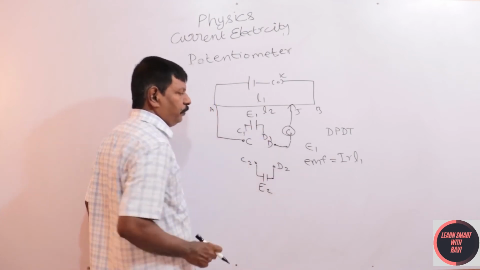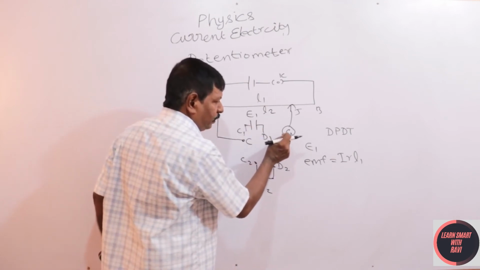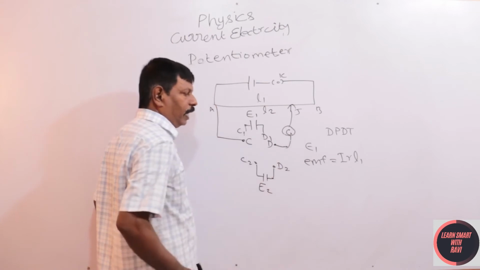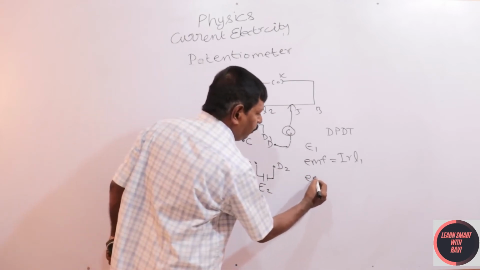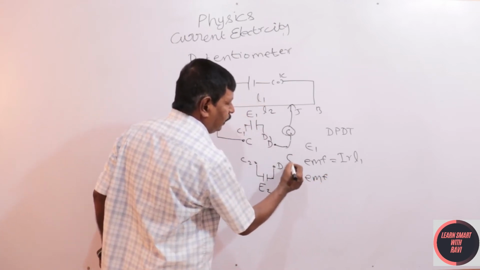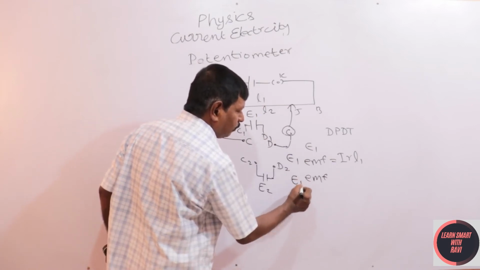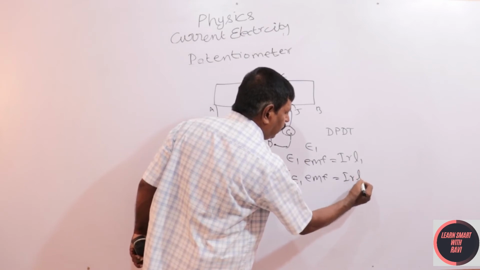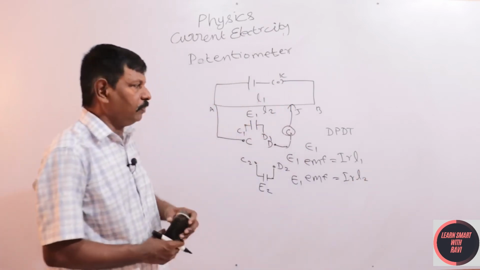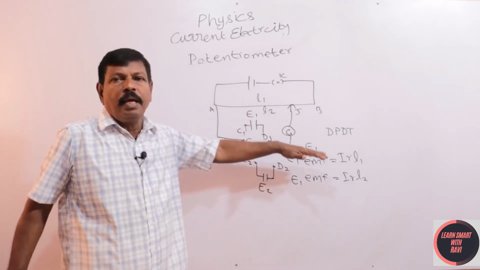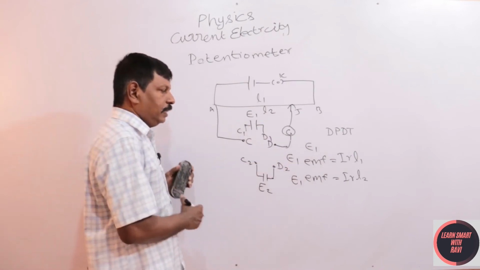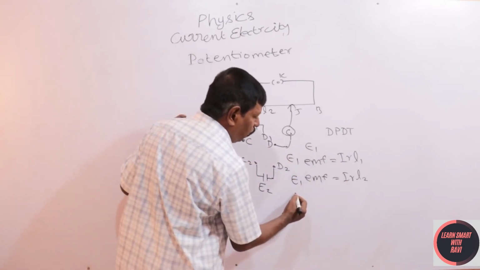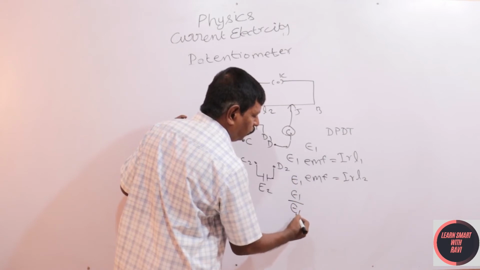E2 can be measured. At galvanometer zero deflection there is no current flowing through the galvanometer. So the EMF of battery 2, E2, is equal to I R L2. I is the current flowing through the primary circuit, R is the resistance per unit length. These two are constant.